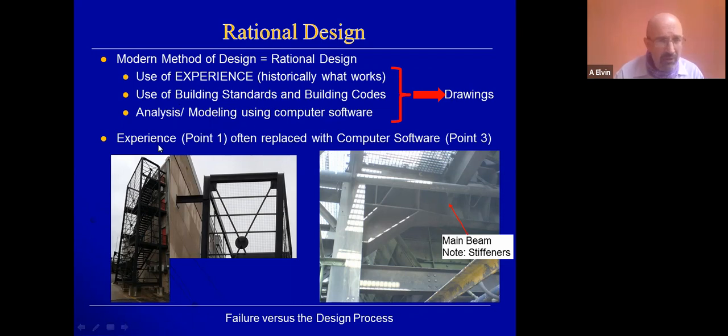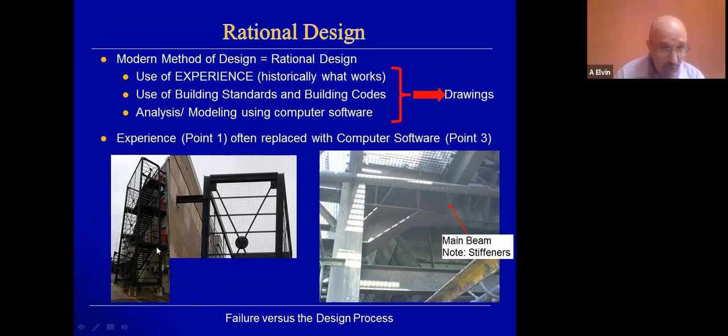Now, I just want to point out to you that experience, which is this point, has unfortunately been replaced by computer software. And this replacement of experience by computer software is exactly where the problem lies and exactly where failure and collapse originate from. Right, so now let's look at two examples. Just two examples to explain to you the concept of rational, or let me even give you a hint for the quiz that is coming up, irrational design.